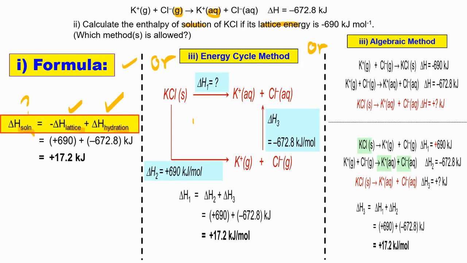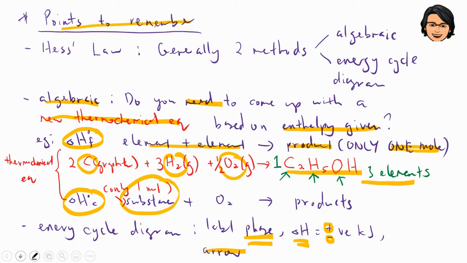especially for the lattice energy, the energy cycle method to find the enthalpy of solution, lattice, or hydration. Remember, your energy cycle must be something like a resultant force. For example, it should be like this, then this is your resultant force. You cannot have arrows going around the clock.